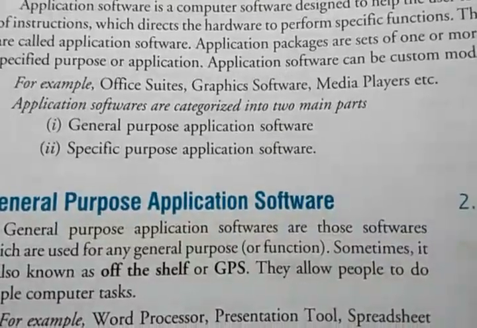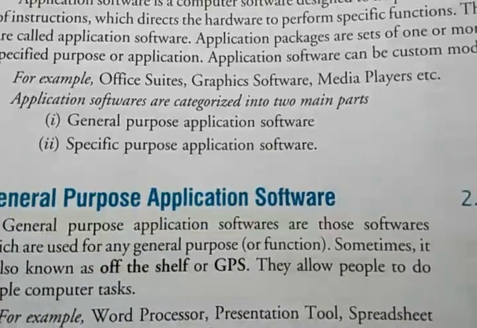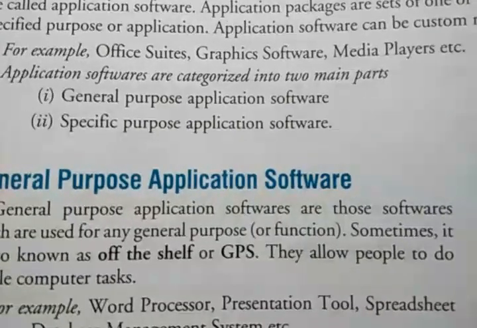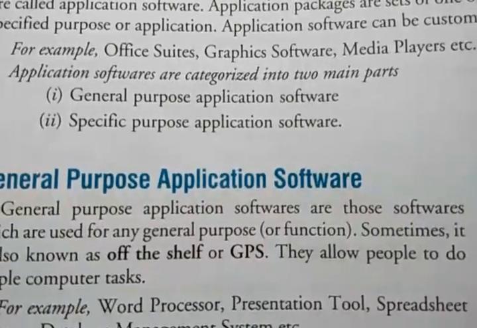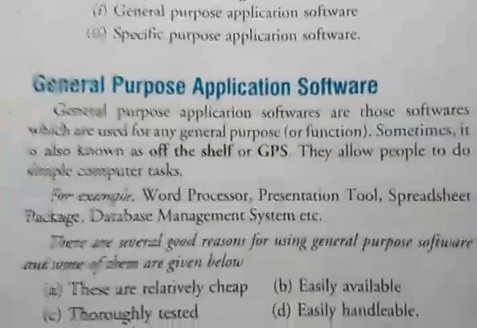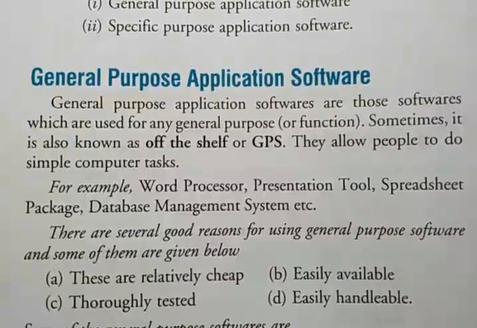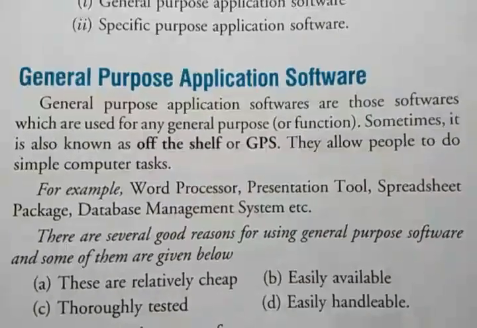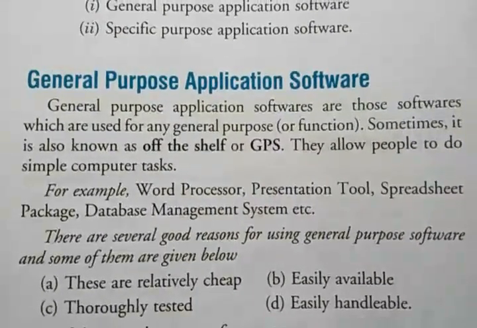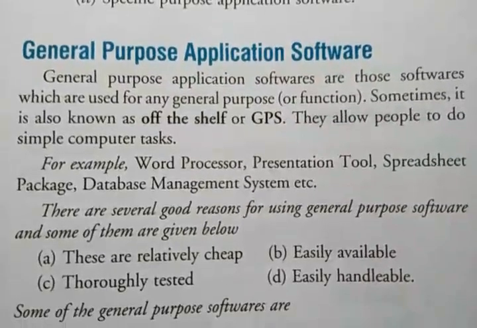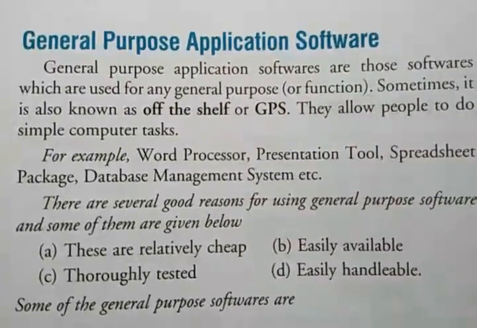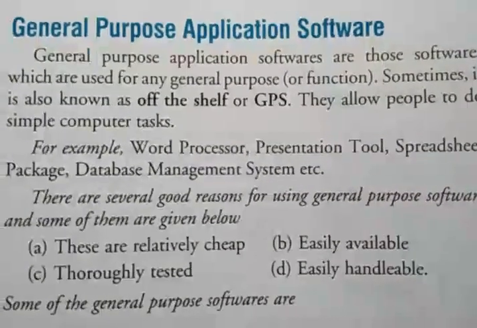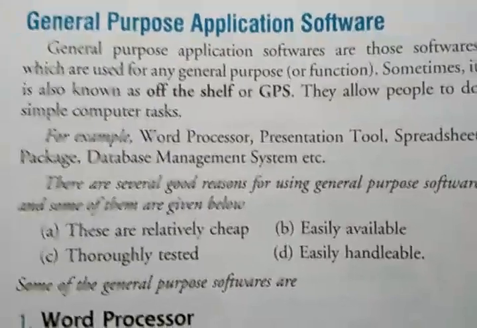So application software is mainly categorized into two parts. Number one is general purpose application software and the second is specific purpose application software. So what do we mean by general purpose application software? These are software used for any general purposes, and we can use them at home, in business, or in offices, etc.